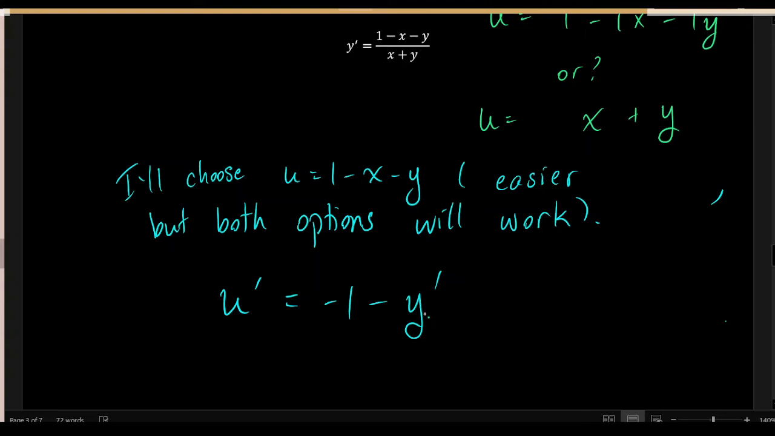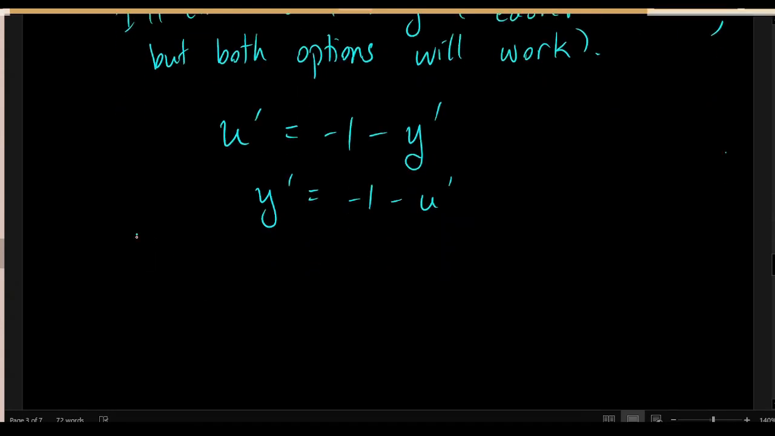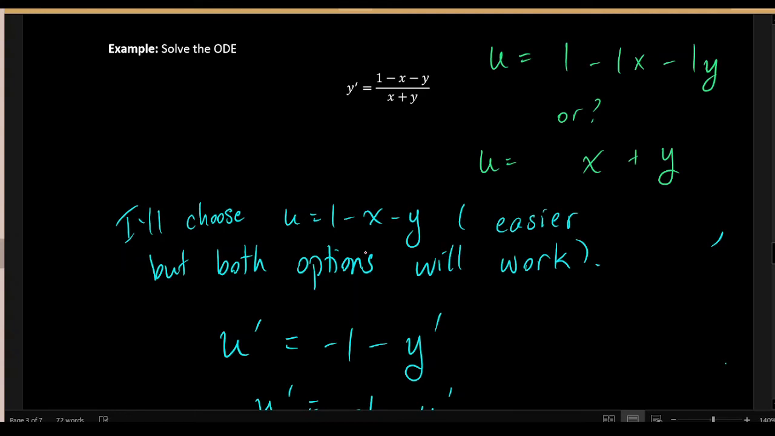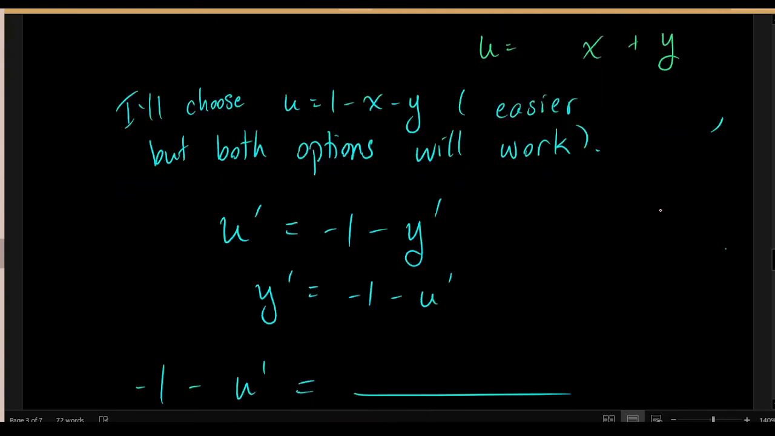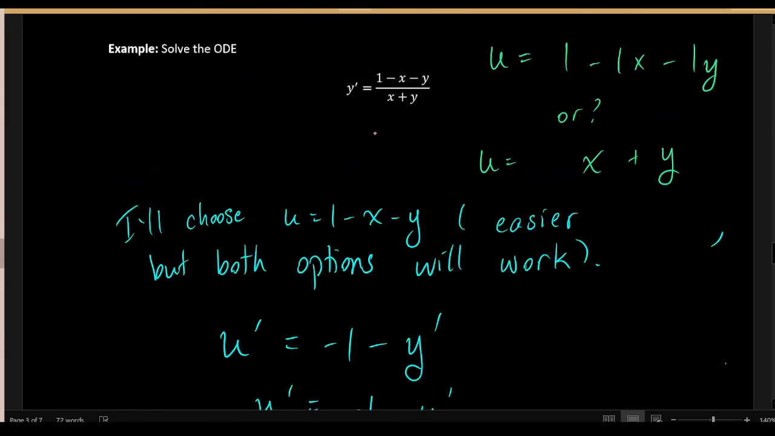So after a little bit of rearranging, y prime would be equal to negative 1 minus u prime. That's what gives us the left-hand side of our differential equation. Now on the right-hand side, we chose this value of u equals 1 minus x minus y, specifically because we saw it show up quite prominently in the numerator of this fraction. So this entire numerator is equal to simply u.